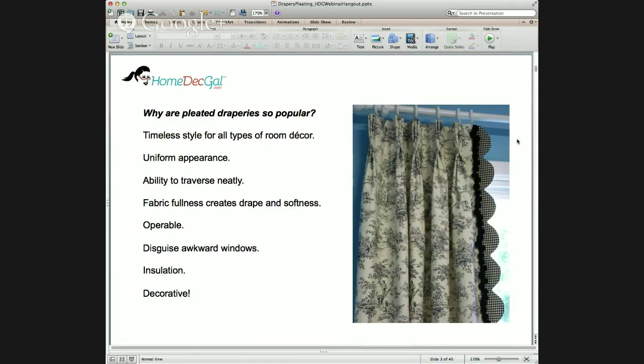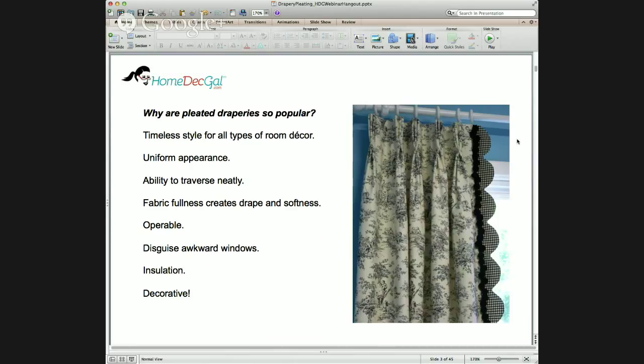So pleated draperies are really a mainstay of interior design. They have a uniform appearance because the pleats and spaces are evenly dispersed. So as you're looking around the room, everything matches. Pleated draperies have the ability to traverse neatly, so they can be opened and closed, and they look as good closed as they do open, and every time they're open and closed, they always look consistent.